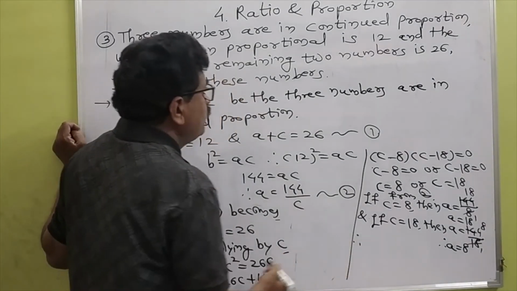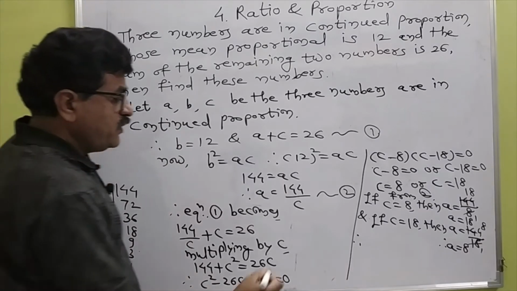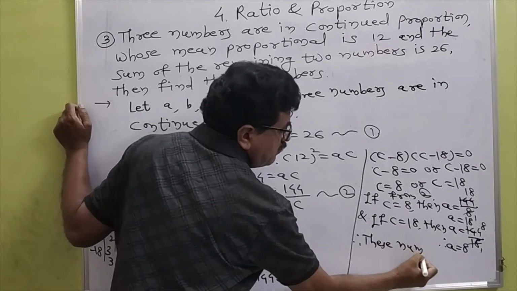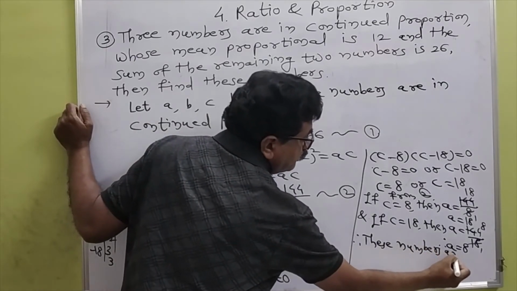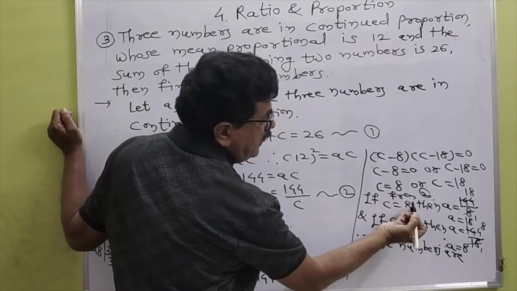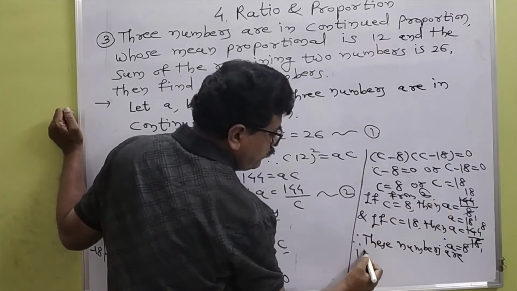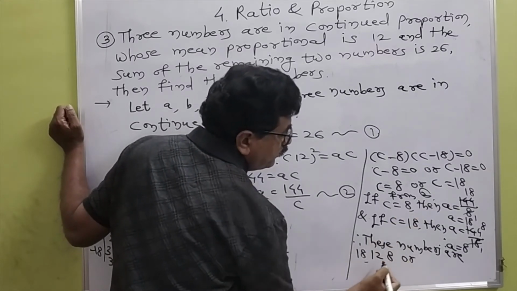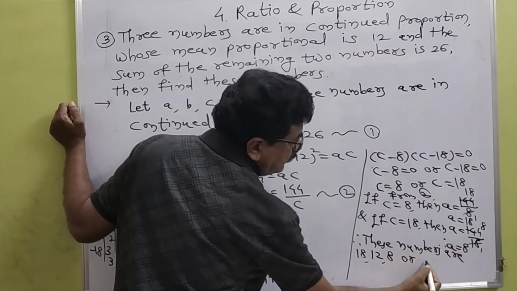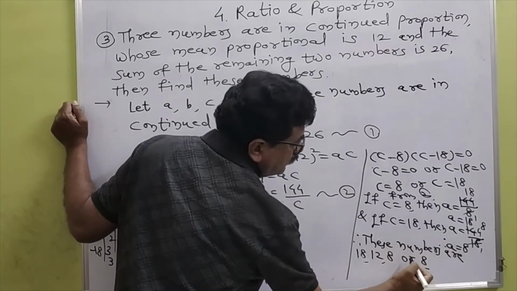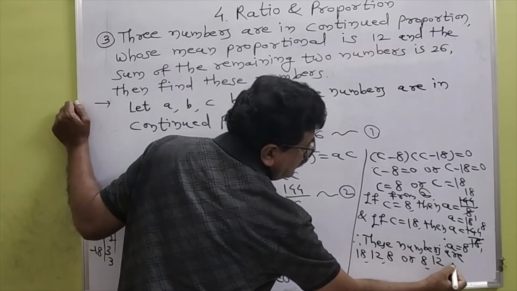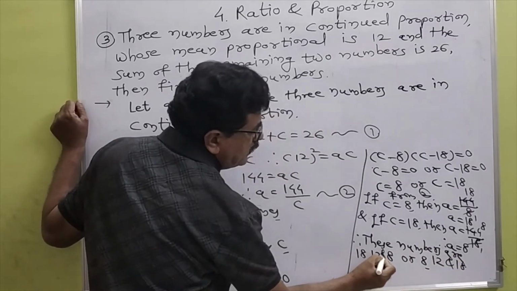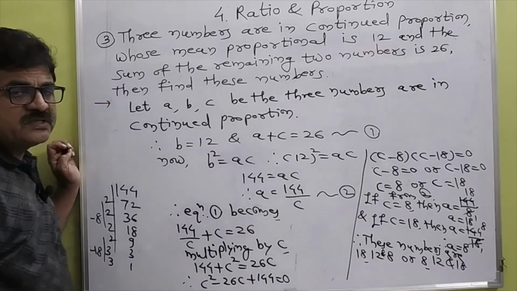Therefore we have to find these numbers. Therefore these numbers are first number, take a 18, b 12, c 8, or a is 8, b is 12 and c is 18. Write down here and this is the answer.